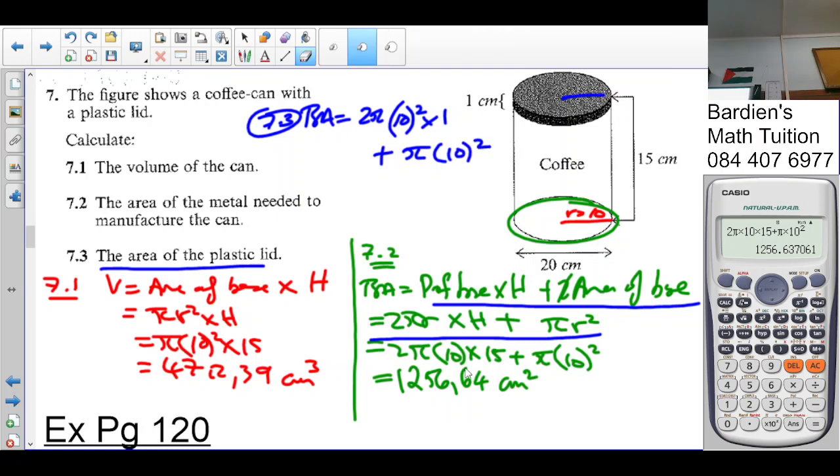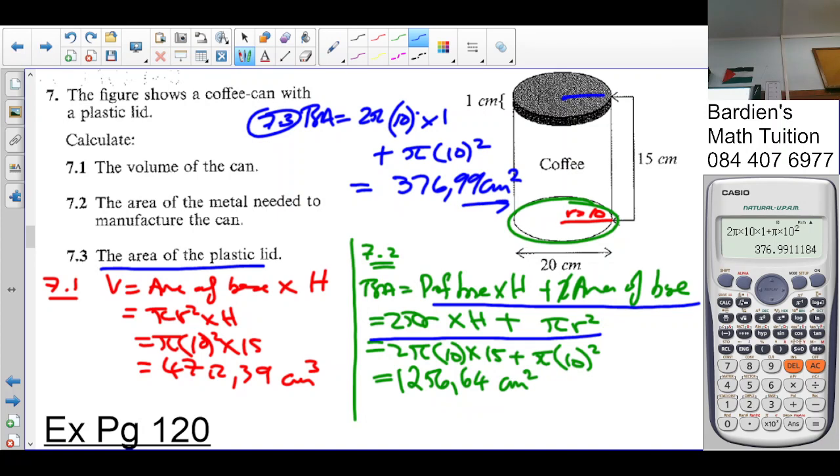Why do I have a square here? I shouldn't have a square here, no? So that's going to give us 2 pi times 10 times 1 plus pi times 10 squared. 120 pi, which is 376.99 centimeters squared. They got 314.